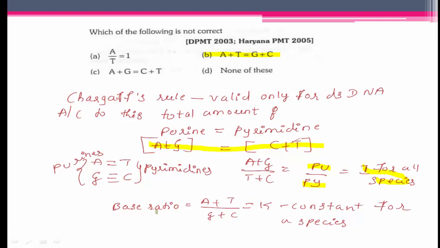And the A plus T divided by G plus C ratio, the base ratio, is K, where K is constant for a particular species and it will vary from one species to another species. Adenine pairs with thymine with 2 hydrogen bonds and guanine pairs with cytosine with 3 hydrogen bonds. Adenine and guanine are the purine molecules, thymine and cytosine are the pyrimidine molecules.